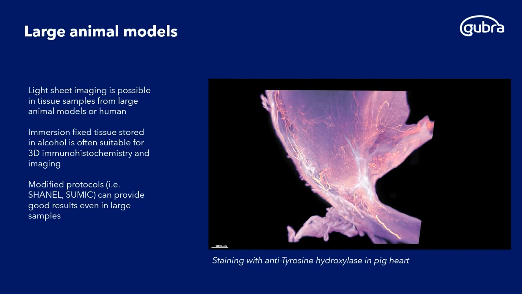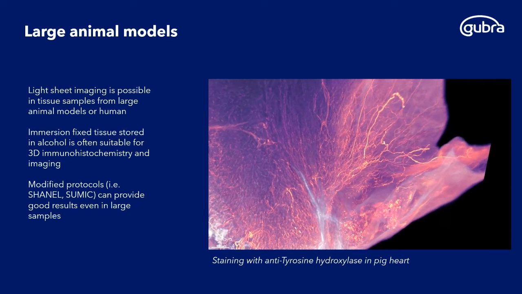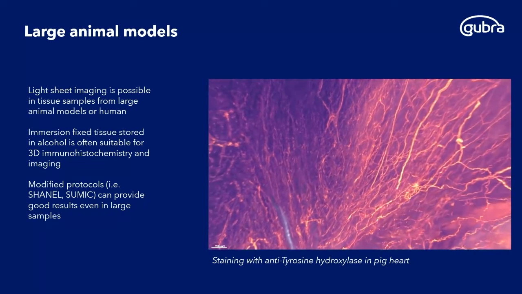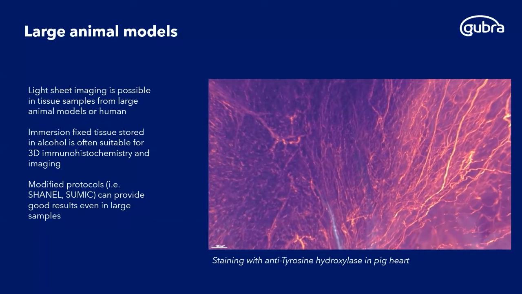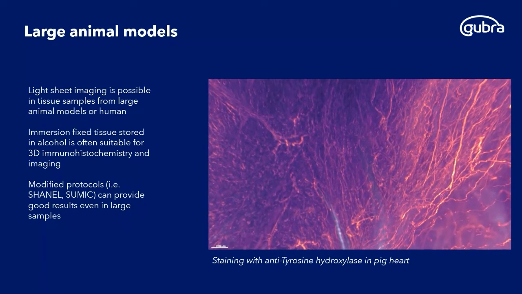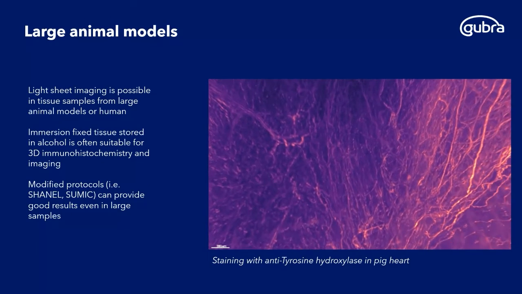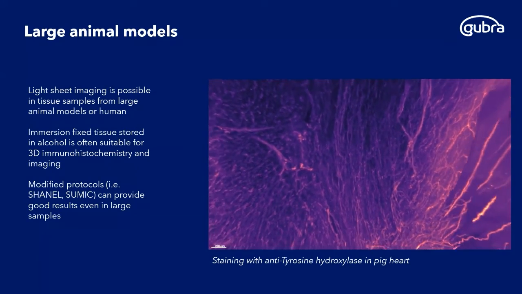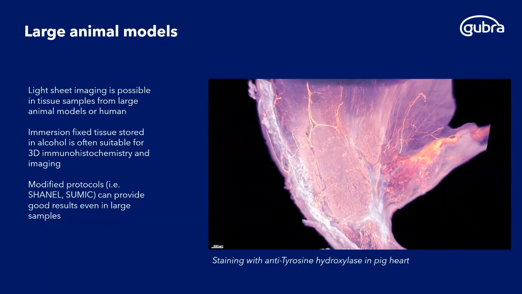So here you can see a movie. This is a biopsy from a big atrium where tyrosine hydroxylase positive neurons have been visualized by immunohistochemistry. In this kind of experiment, there may sometimes be a requirement to use some specialized protocols that loosen up the extracellular matrix or enable better antibody penetration, for example, those that have been published in the recent few years.